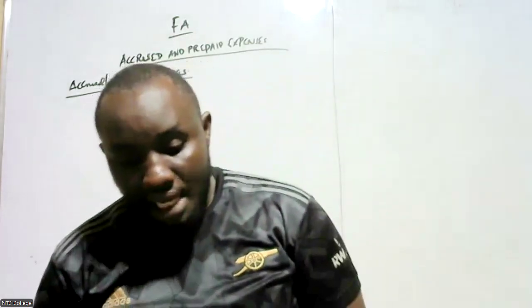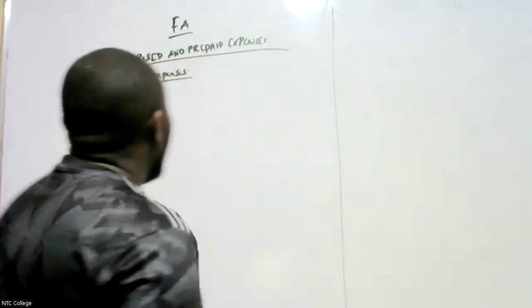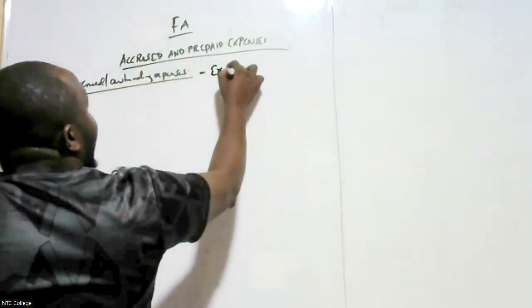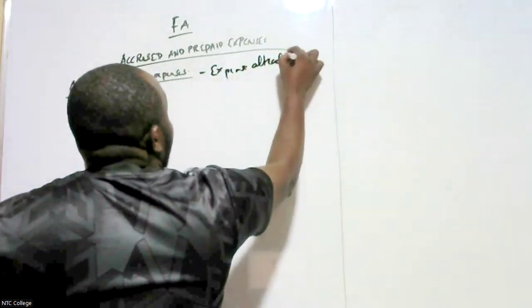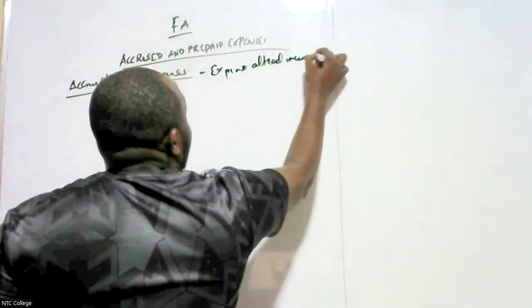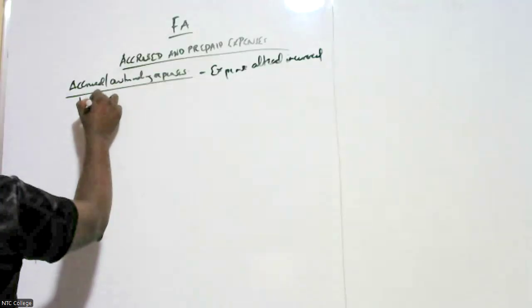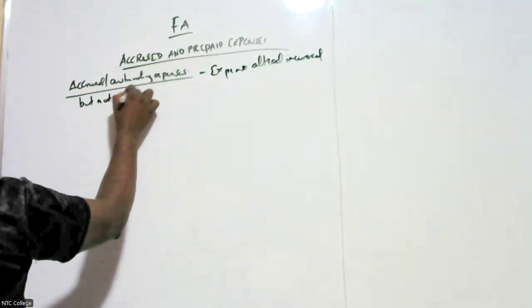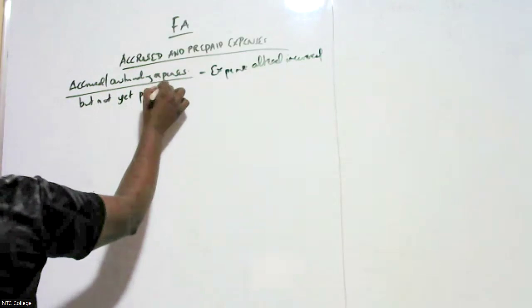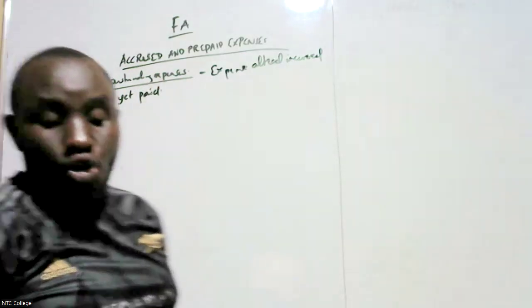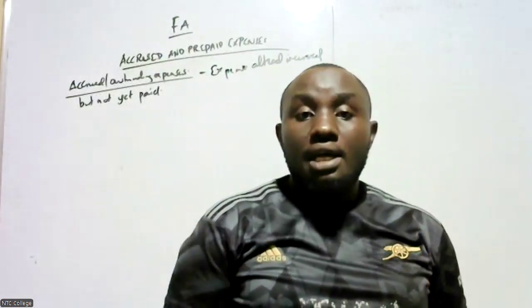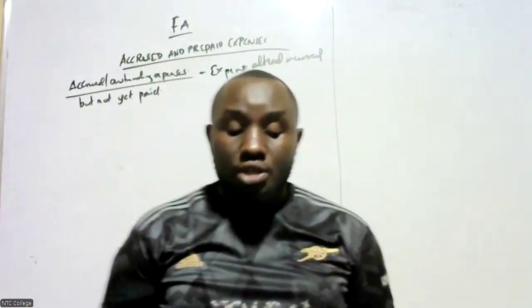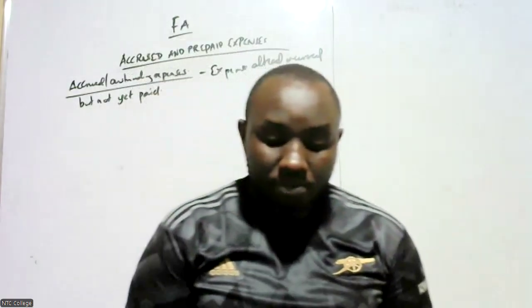So accrued expenses are expenses already incurred but not yet paid. How do we treat them in the income statement, and how do we treat them in the statement of financial position or the balance sheet? That is the main thing.